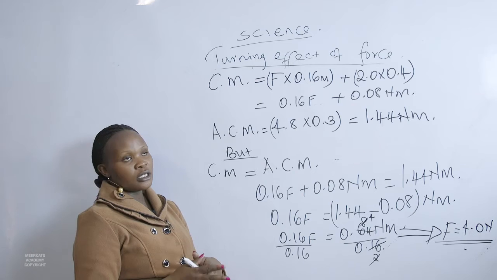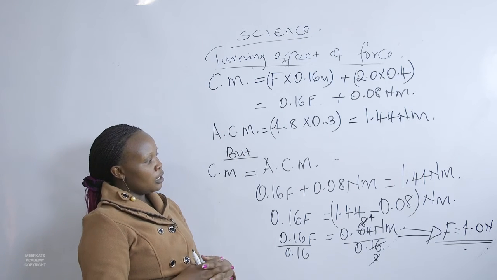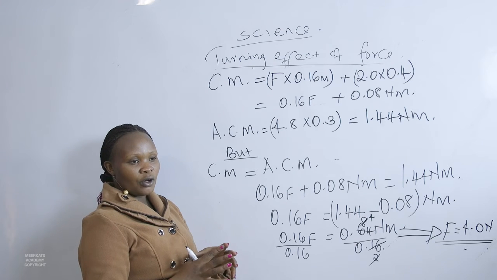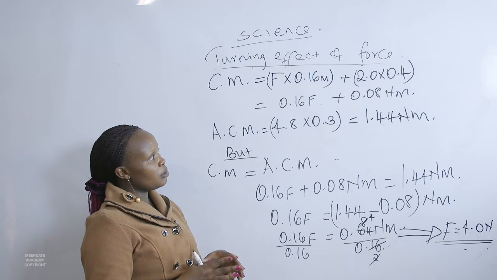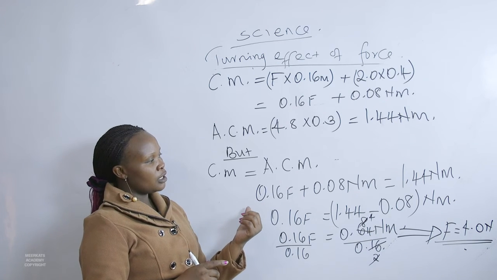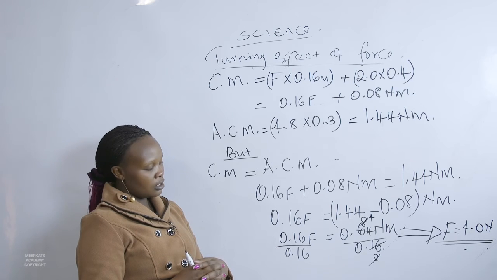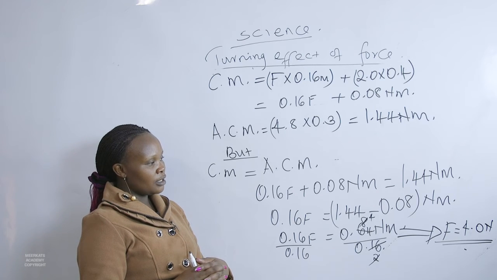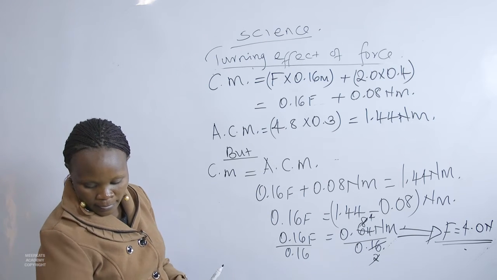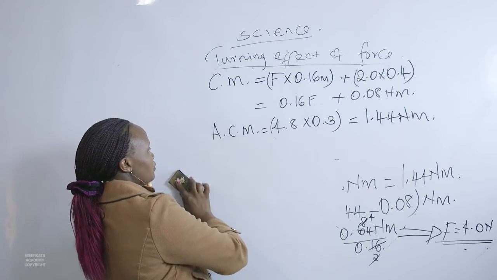Then we calculate the clockwise moment and anti-clockwise moment individually. Then you take care of all the forces in the setup, after which we are supposed to equate the moments so that we can collect the like terms and finally calculate our function of interest.